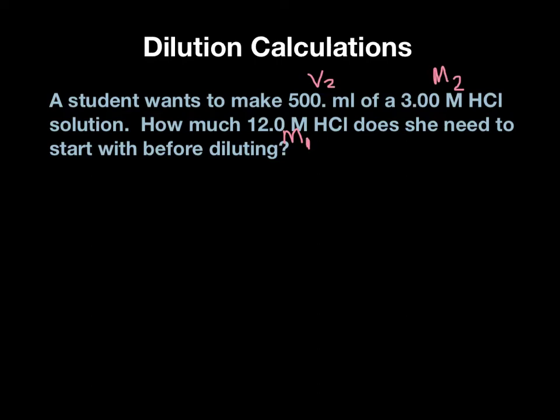So, the question wants us to find how much here, which is a volume. So we start out with our formula. Notice I'm going to write out the formula each time. M1V1 equals M2V2.